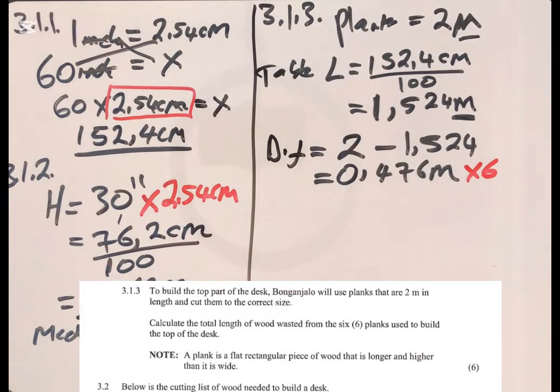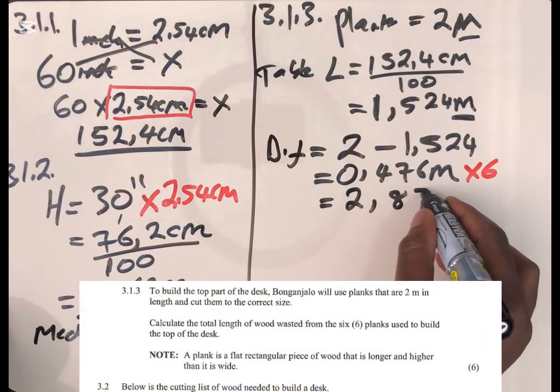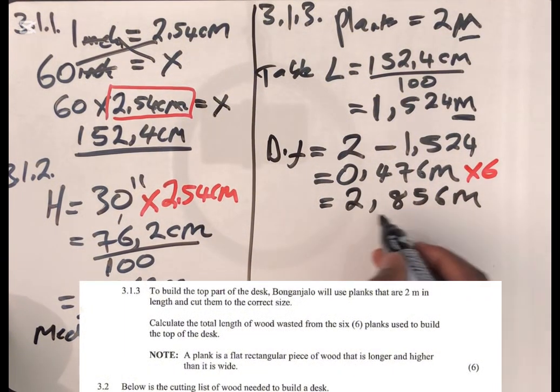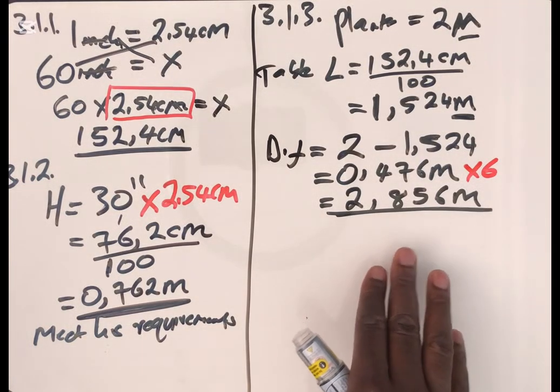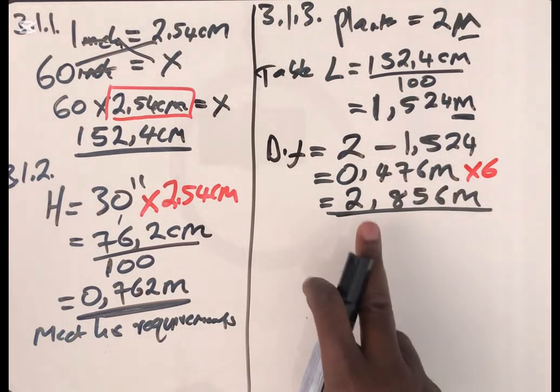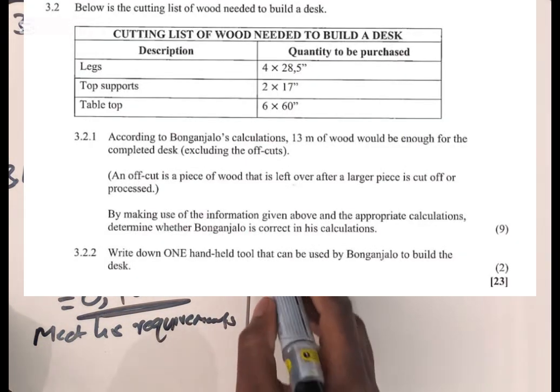He will be wasting 2.856 meters. This is what is going to waste. If you have answered it in centimeters, no problem, as long as our answer is the same. Even though for meters it's going to be 2.856, for centimeters, it will be 285.6 centimeters. It's fine. There's nothing wrong with that. Moving to the next question.